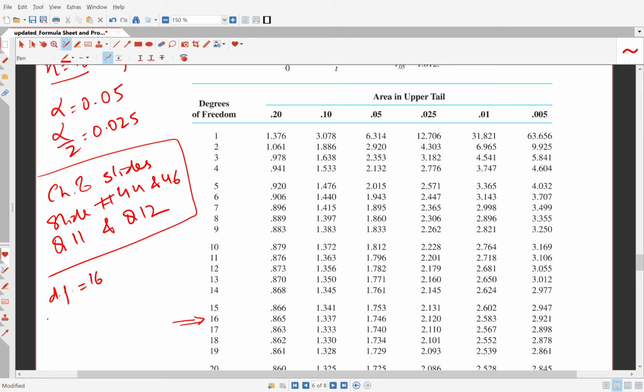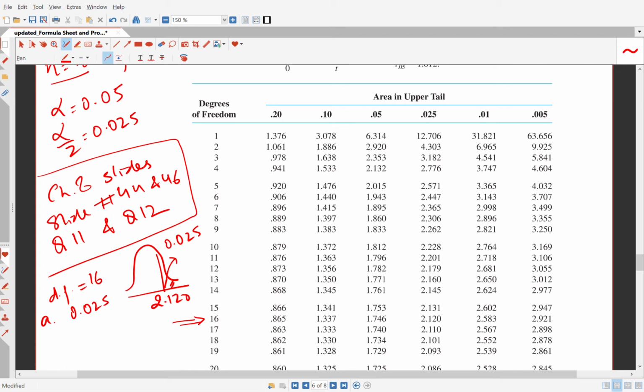So the answer is 0.025. Okay, so A is 0.025, which is basically 16 degrees of freedom, and then to the right of 2.120 means if this is 2.120, then how much is the area here? And that is equal to 0.025. So that's the answer.